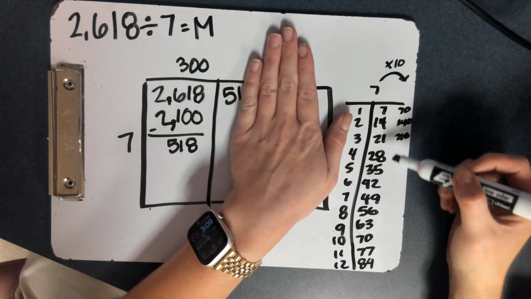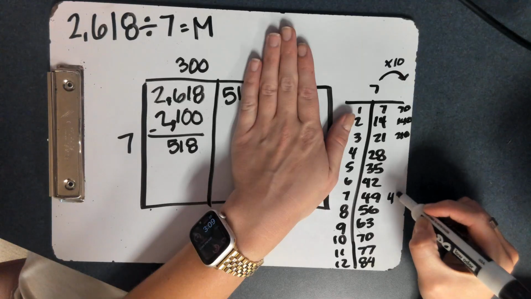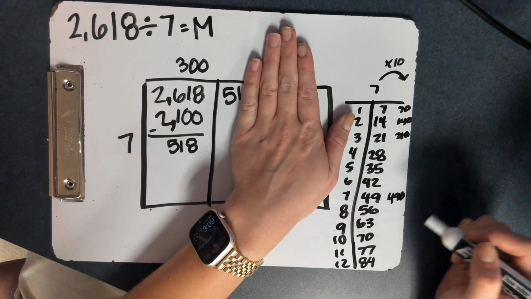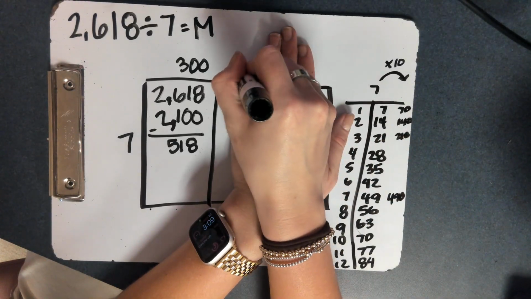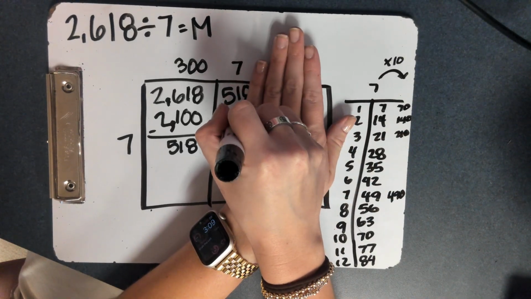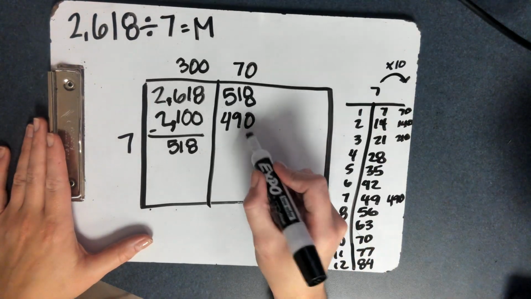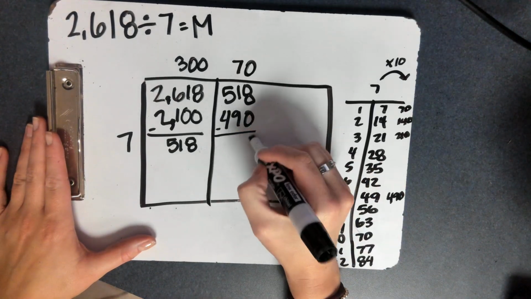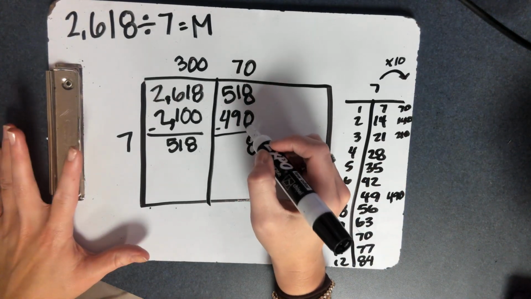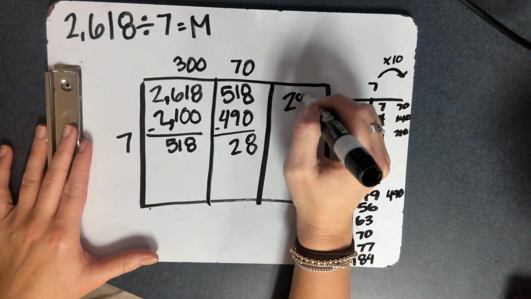Now I have 51. I'm looking over here on my math facts. Ooh, I see 49, which could easily be 490. I know that 7 times 7 is 49. Bump it up, just once this time. Do my subtraction. 49, 50, 51. Not me counting on my fingers.